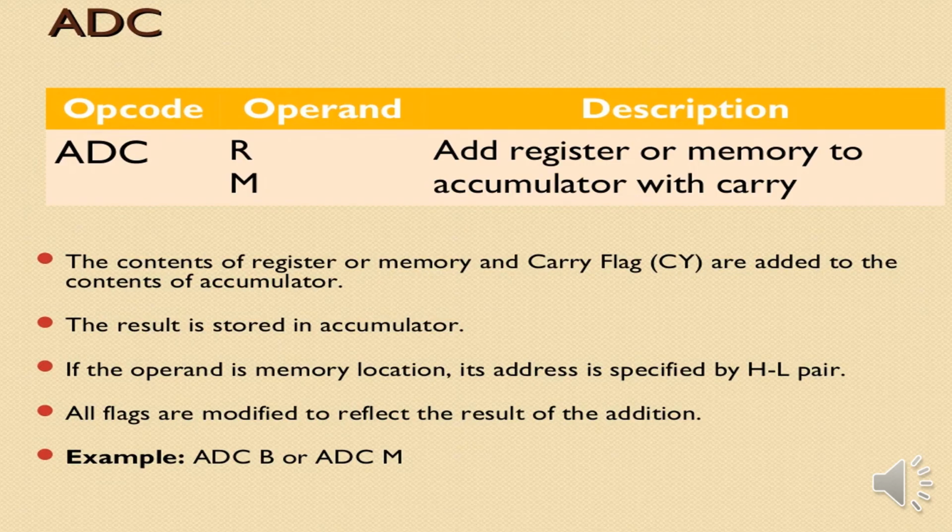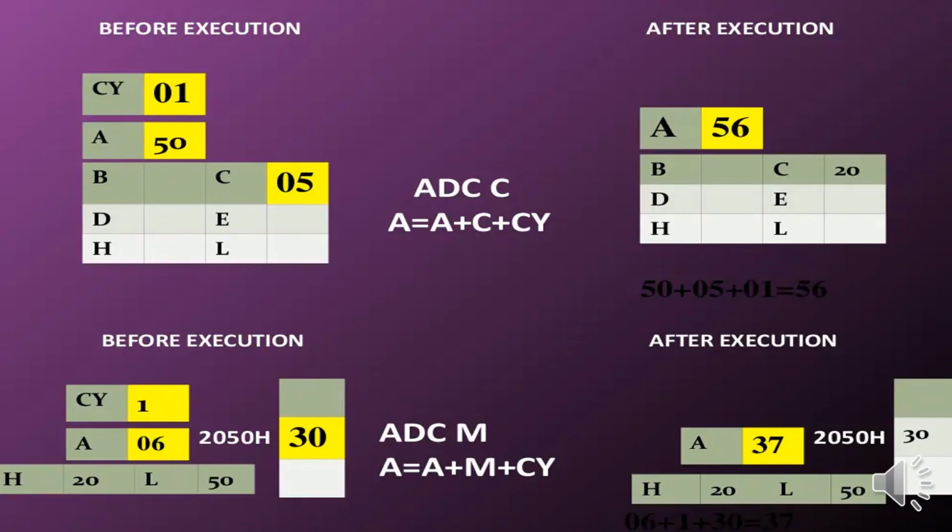So next, addition with carry, the ADC instruction. Okay, suppose the carry is 1, the accumulator content is 50, and the register content is 5. It may be ADC C. So A equals A plus C plus CY. A is the accumulator. The content of the register or memory and CY, the carry flag, are added to the content of the accumulator. The carry flag is also 1.